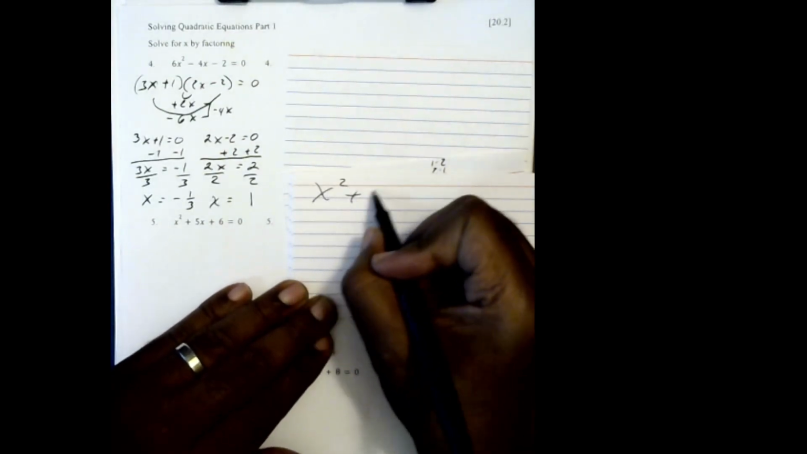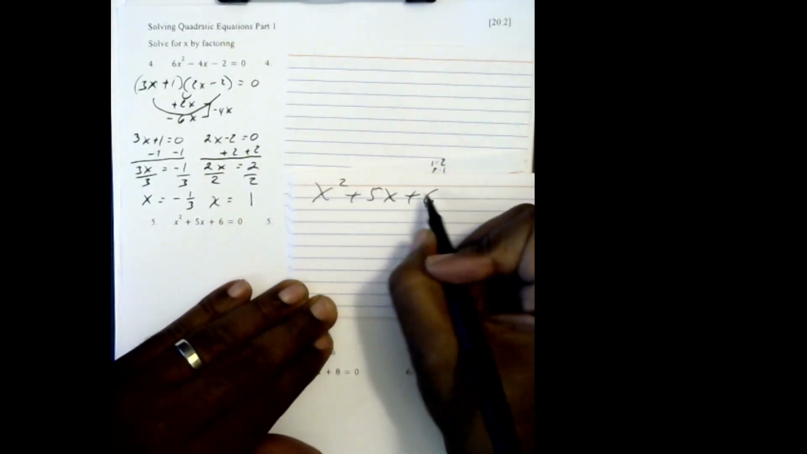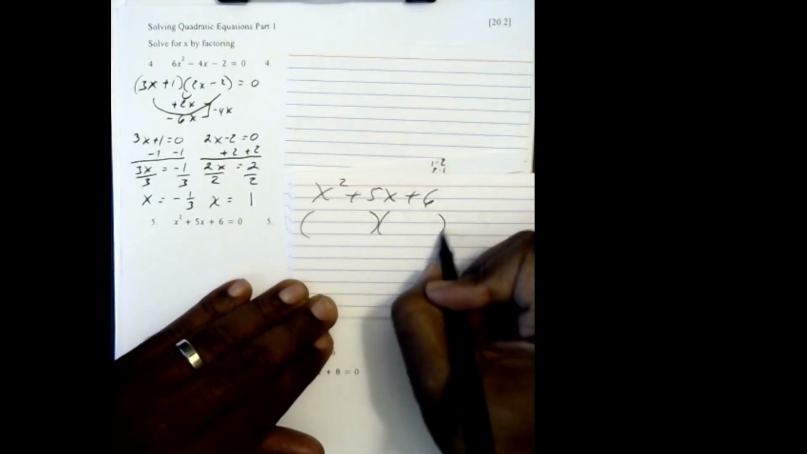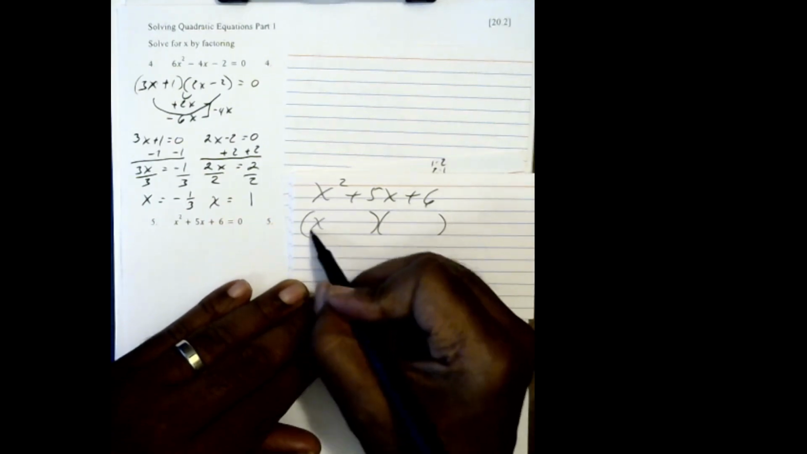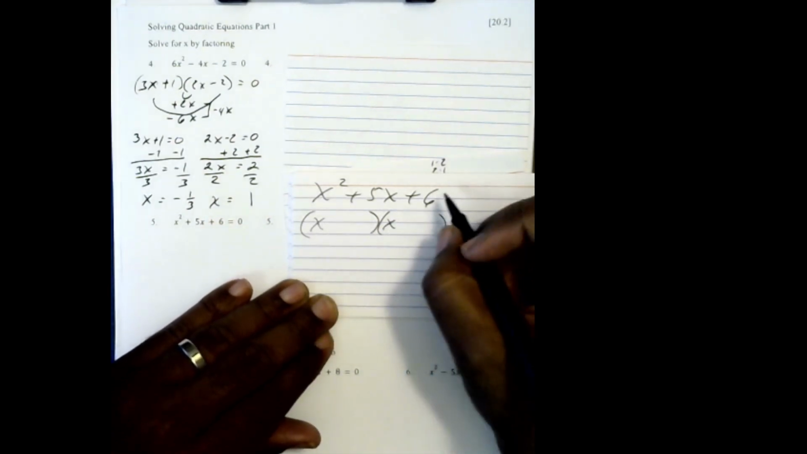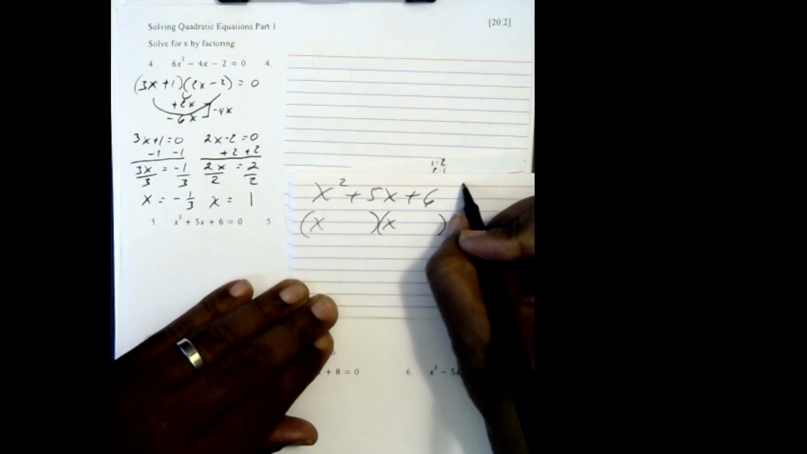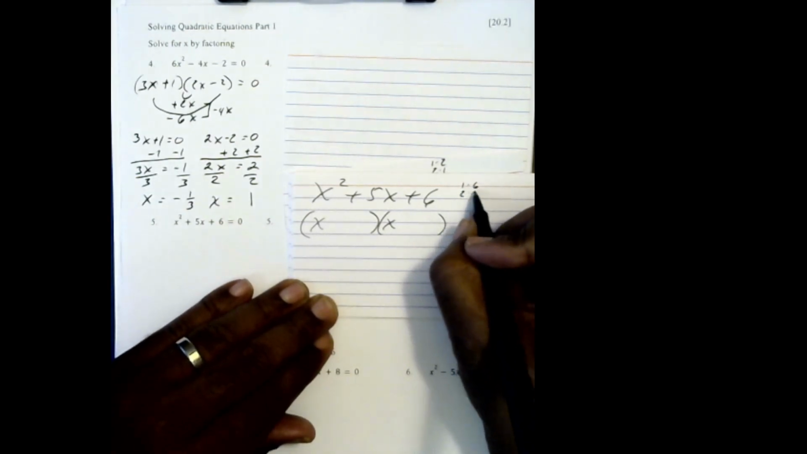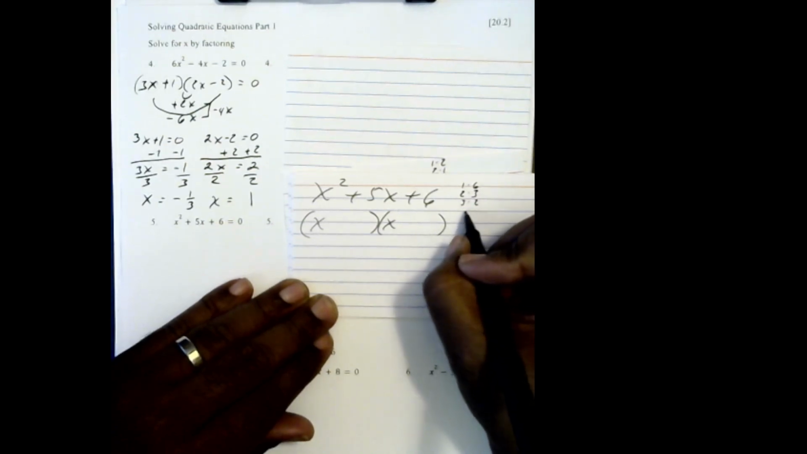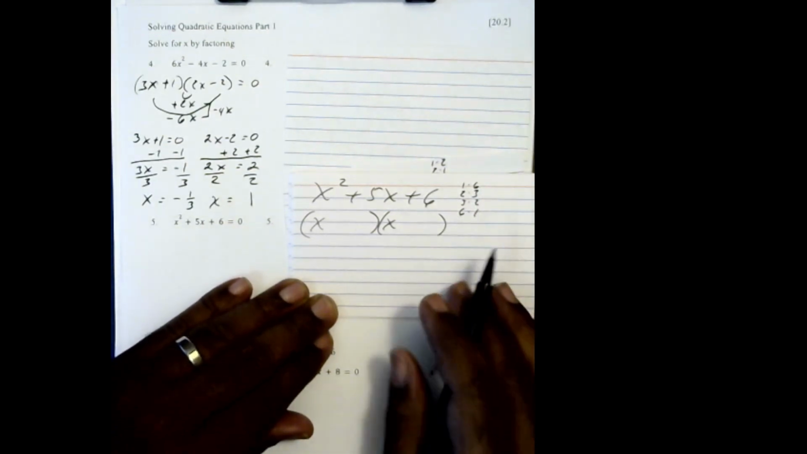Okay. Next, let's see if we can solve this quadratic, x squared plus 5x plus 6. Okay, let's take a look at that. x squared plus 5x plus 6. Let's see if we can factor that. x squared can factor into x times x. Now 6 has lots of choices. You got 1 times 6, 2 times 3, 3 times 2, and 6 times 1. Lots of choices there.